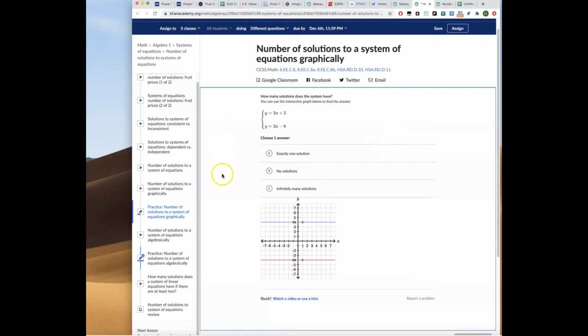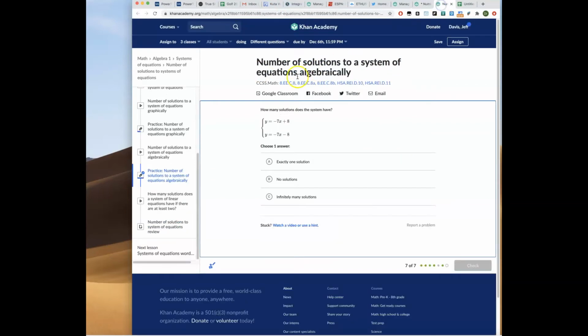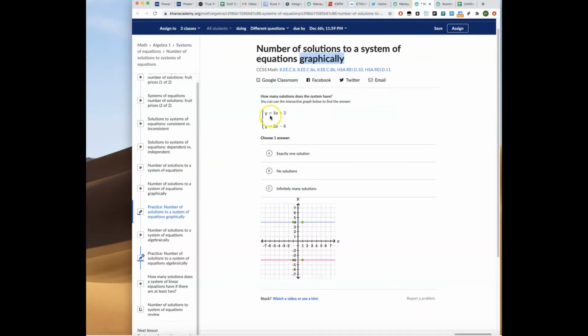All right, we got these two more sections to go through. So this is number of solutions to a system of equations graphically. And then the next one we do is the number of solutions algebraically. So on one we have a graph, on one we don't. And even on the graph one, you don't have to use the graph. I know some people aren't super comfortable with graphing. So if that's you, you could do these a different way than graphing if you would like.